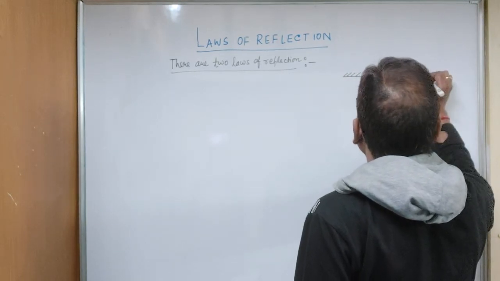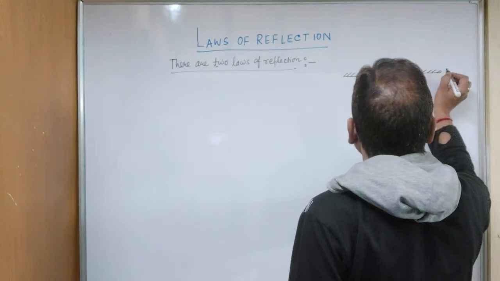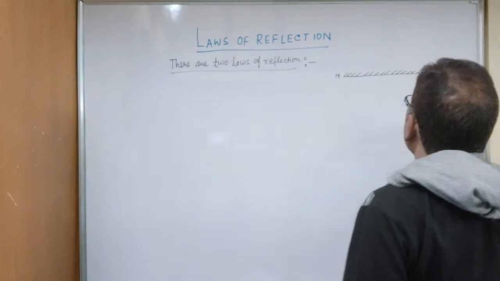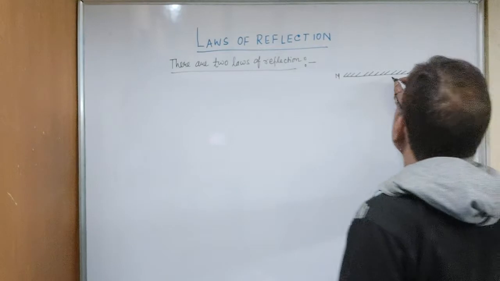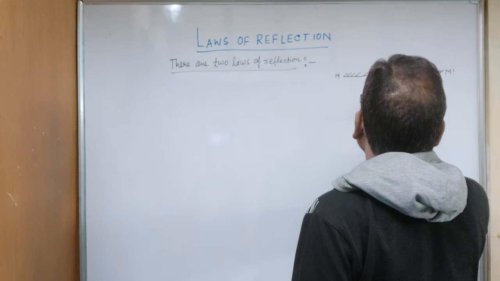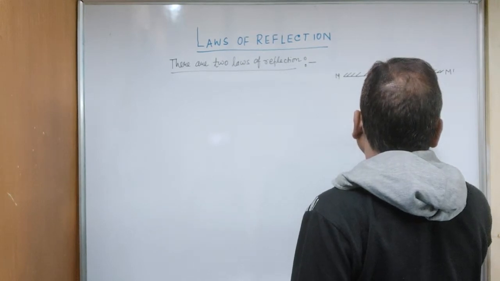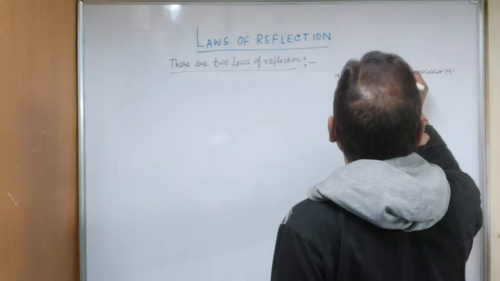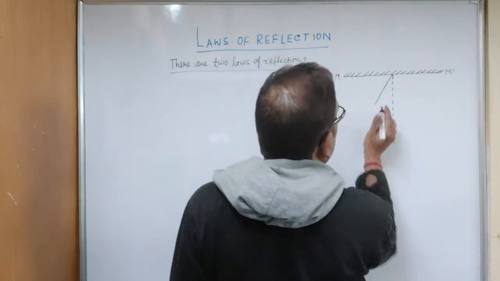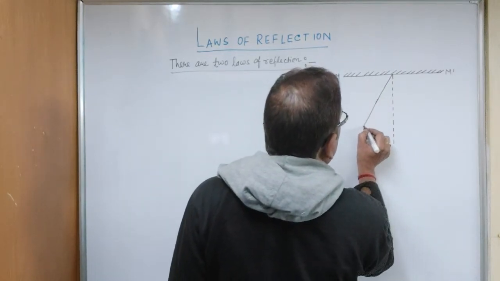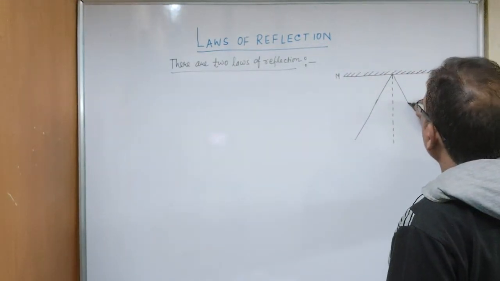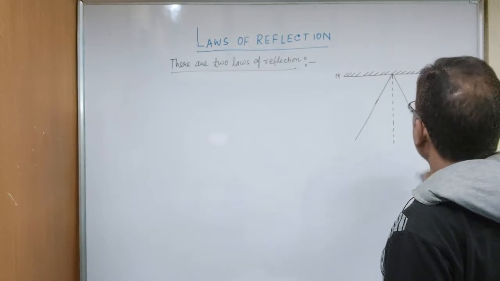Suppose this is a plane mirror, dash. The lower surface is the reflecting surface. At the center of it, draw a normal. Then draw an incident ray. And then draw a reflected ray.